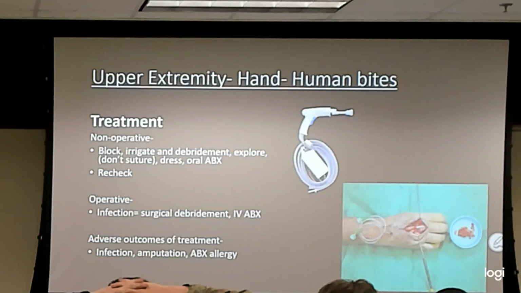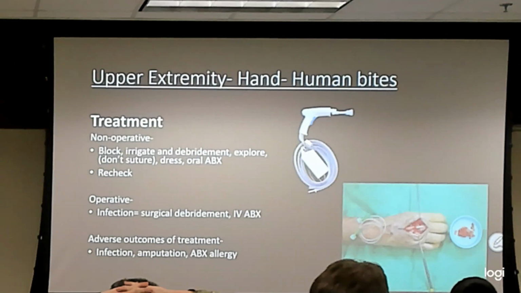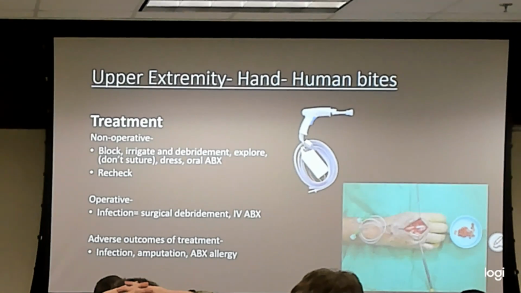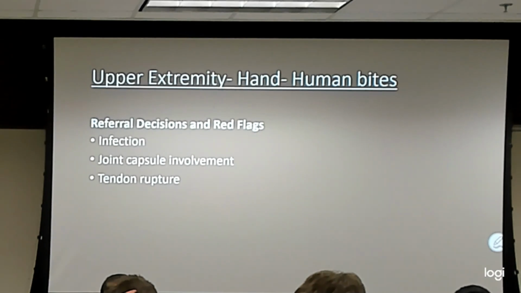Adverse outcomes of treatment: infection, amputation, that infection spreads, and if they have an antibiotic allergy, they would have an adverse effect. So who needs to get shipped off to ortho? If they have an infection, if the joint capsule is involved and we're worried about septic arthritis, or if their tendon is ruptured.